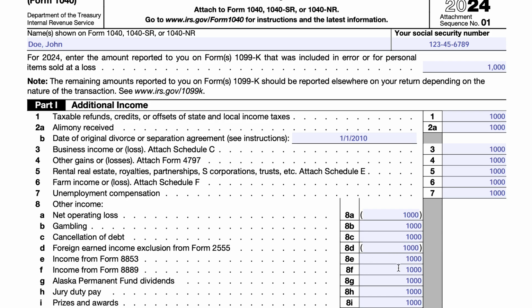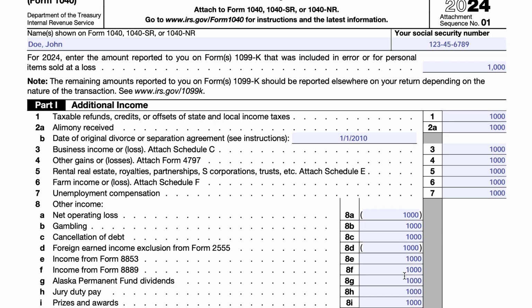In line 8E, we're going to talk about income from IRS Form 8853. So this is taxable income from a distribution from an Archer MSA or a Medicare Advantage MSA. So those are medical savings accounts. Those are the precursors to health savings accounts. So if you have a taxable distribution that gets reported here, you would have to complete IRS Form 8853 to determine how much, if any, of your distribution is taxable.